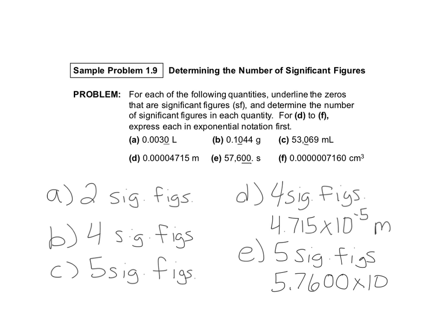So let's count how many times we had to move our decimal place. I had to move it 1, 2, 3, 4. And I moved it to the left, so that means it's going to be positive 4. And then I include my unit of seconds.